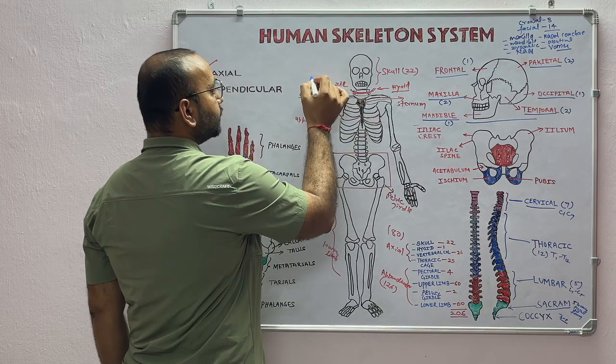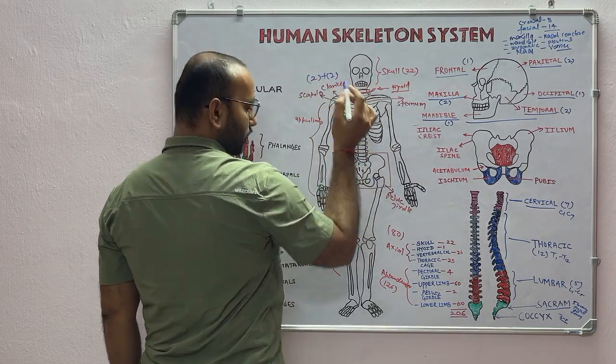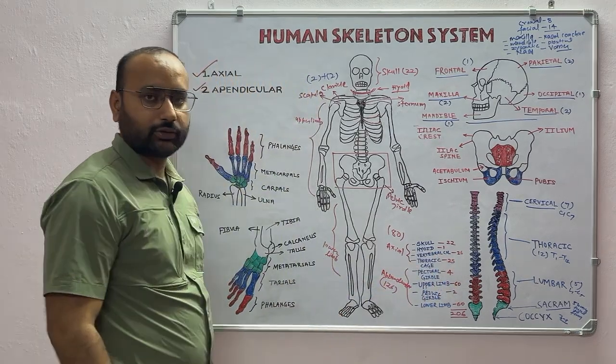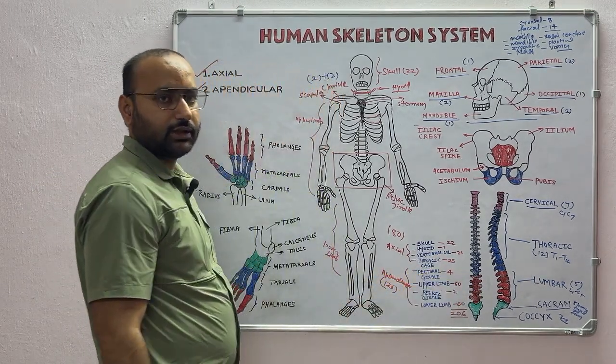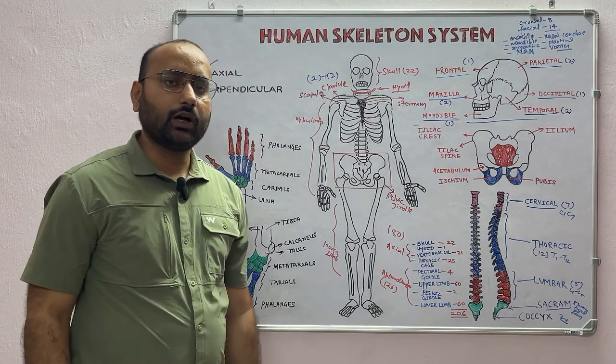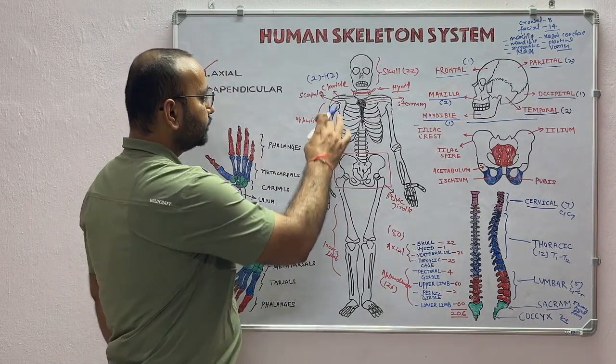So how many bones? Two on the left and two on the right, right? So in total, 4 bones in the pectoral girdle. Then in the upper limb, we have 60 bones. So let us understand how these 60 bones are present in the upper limb, right? So this is the upper limb.